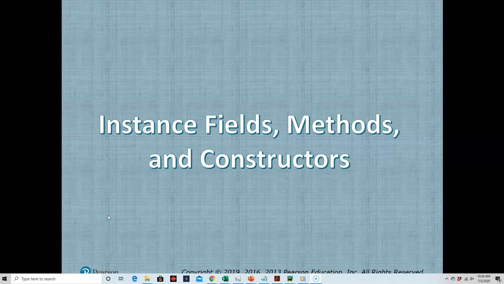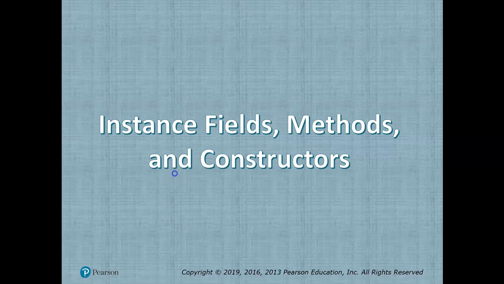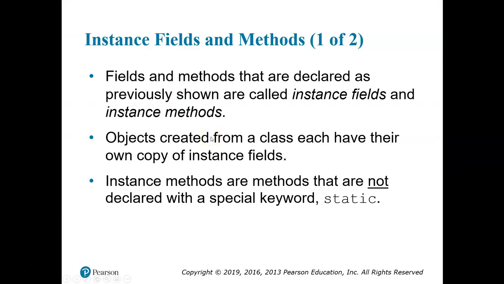Today I'd like to go over instance fields, methods, and constructors. As discussed at the beginning of the chapter, objects generally have two different capabilities: storing data and performing operations on information. Every instance of a class has its own set of fields, where it can store its own data values.